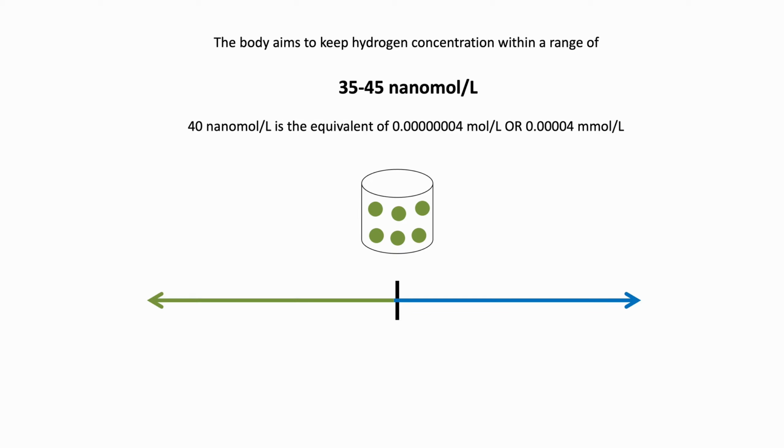40 nanomoles per liter is the equivalent of 0.00004 millimoles per liter. To put this into perspective, the hydrogen concentration is incredibly low compared to the concentration of our other ions. In fact, it is approximately 1/millionth of our sodium, potassium, and chloride concentrations, meaning it is very tightly regulated.